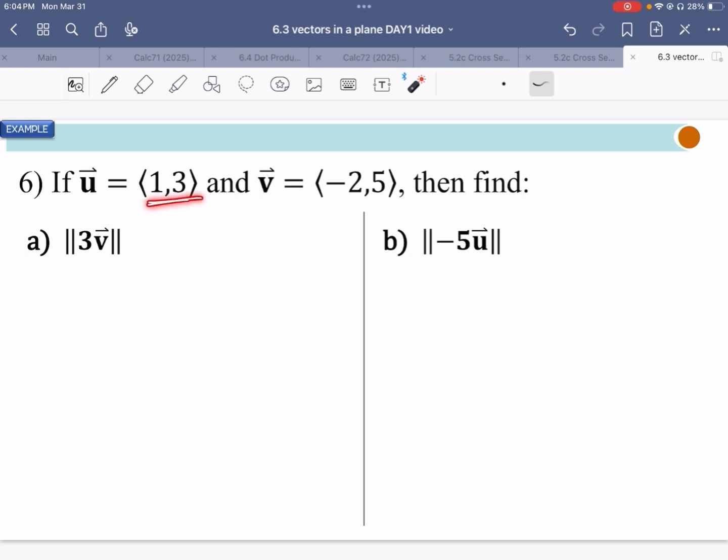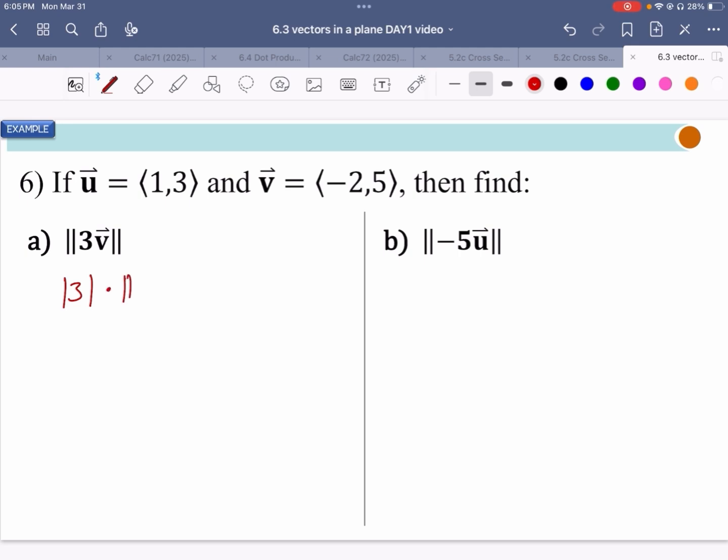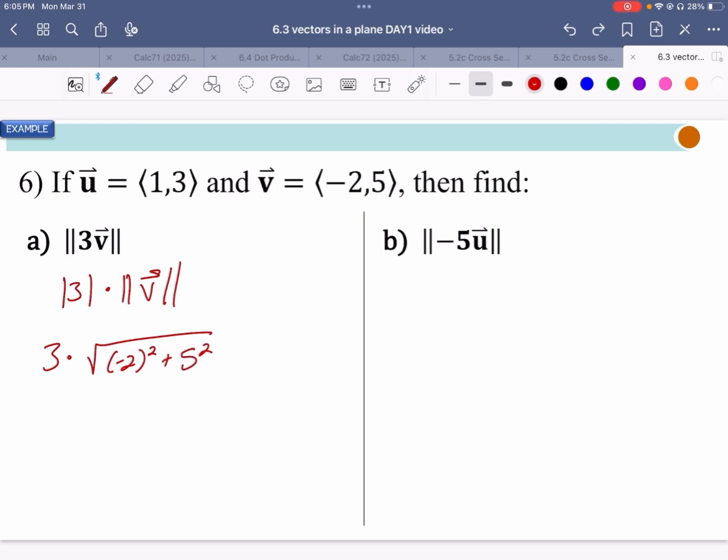So here we have vector u and vector v, and we're going to find the magnitude of 3 times vector v. What we can do is use that property we were just talking about. We can call that the absolute value of the scalar 3 times the magnitude of vector v. So that's going to be 3 times, and then the magnitude, remember, is going to be the square root of the sum of the squares of the components. So -2 squared plus 5 squared. That's going to be 3 times the square root of 4 plus 25. So that's going to be 3 times the square root of 29.